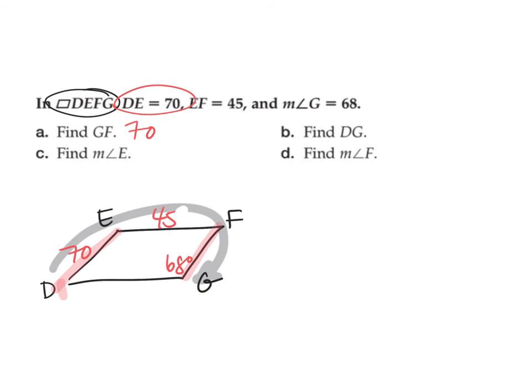Okay, so DG, well, that's the same. No, oops, I made this too small. This is the same as this, right? So DG is just going to be 45. The measure of angle E, that's opposite G, so that should be 68. And then the measure of angle F, right? Well, these are consecutive. G and F together have to equal 180 degrees, right? So 180 minus 68 is going to be 112.